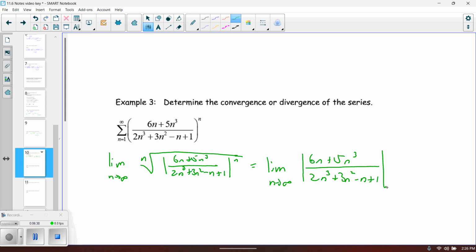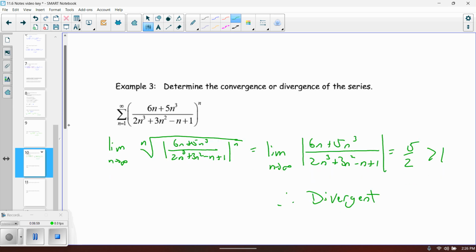So the dominant term on top is the 5n cubed. The dominant term in the denominator is 2n cubed. Since they are the same, we divide the leading coefficients and we get 5/2 for our limit. 5/2 is greater than 1, and therefore this one would be divergent. All right, moving on.